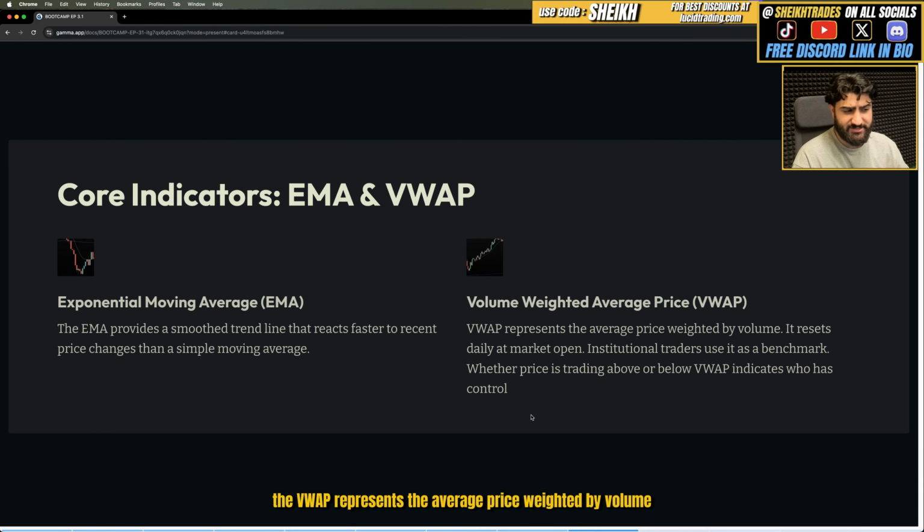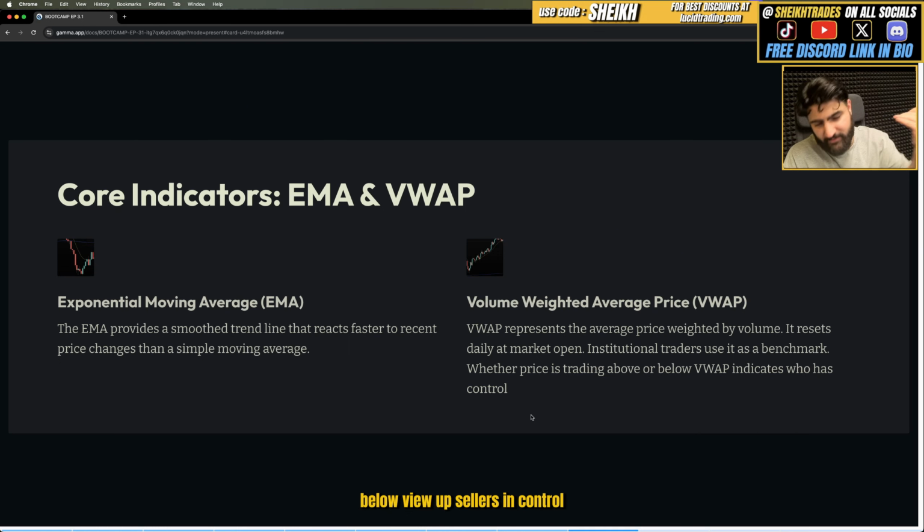The VWAP represents the average price weighted by volume. It resets daily at market open. Institutional traders use it as a benchmark. That's the only thing that we as retail traders have in common with institutional traders. Whether price is trading above or below VWAP indicates who is in control. Above VWAP technically means the buyer is in control. Below VWAP, sellers in control.